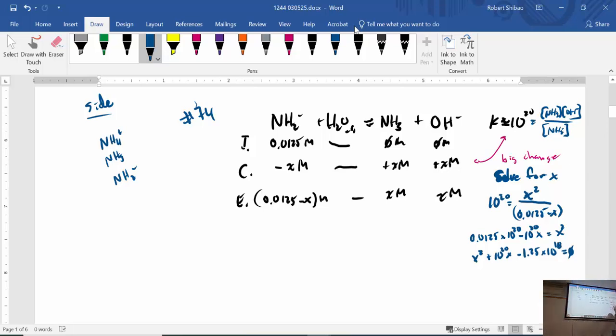I'm multiplying both sides by 0.0125 minus x. So I'm going to get 0.0125 times 10 to the 20th right here. And then minus x times 10 to the 20th is going to give me minus 10 to the 20th x equals x squared. And then I'm going to add 10 to the 20th x to both sides and subtract this 1.25 times 10 to the 18th, and I get this is equal to 0.